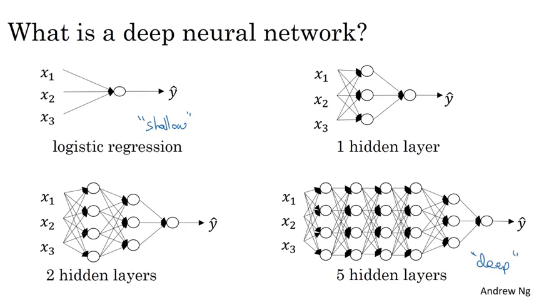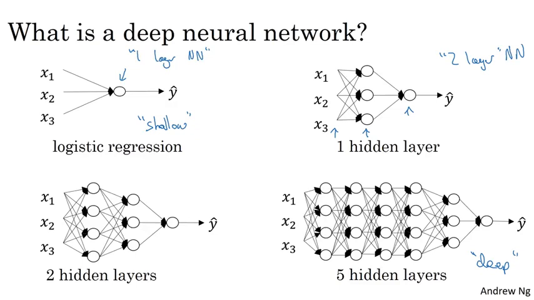So a neural network with a single hidden layer would be a 2-layer neural network. Remember, when we count layers in a neural network, we don't count the input layer, we just count the hidden layers as well as the output layer. So this would be a 2-layer neural network, which is still quite shallow, but not as shallow as logistic regression. Technically, logistic regression is a 1-layer neural network.